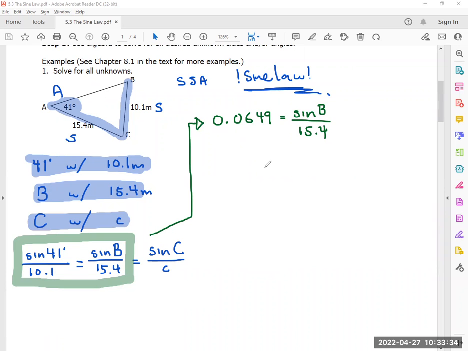And what's next? Let's get sine B all alone. Does this look familiar? How do we get rid of the denominator of a fraction? I'm going to multiply both sides by 15.4. So 0.0649 times 15.4.